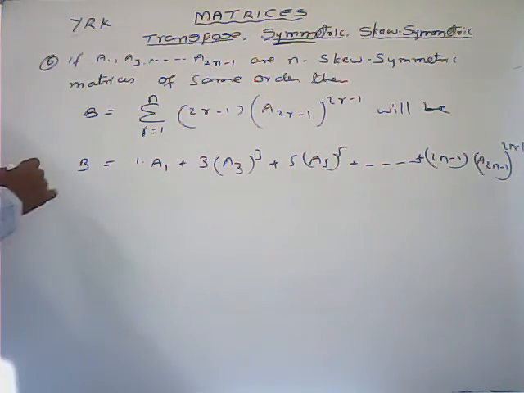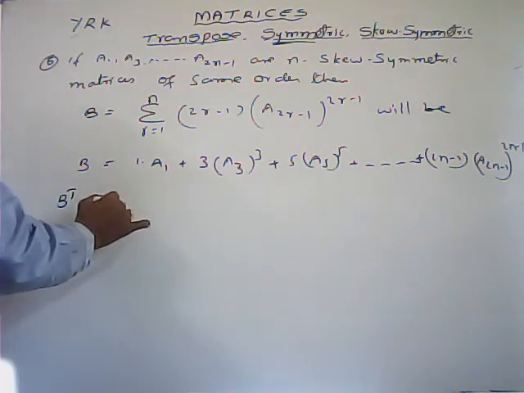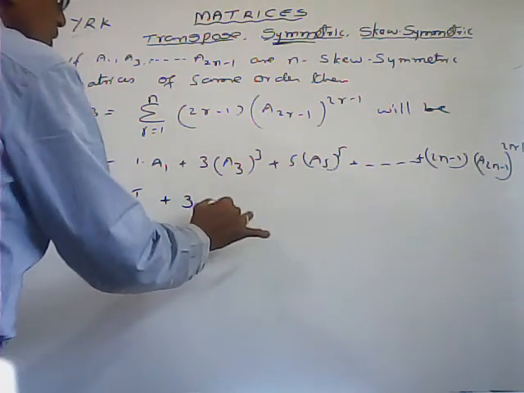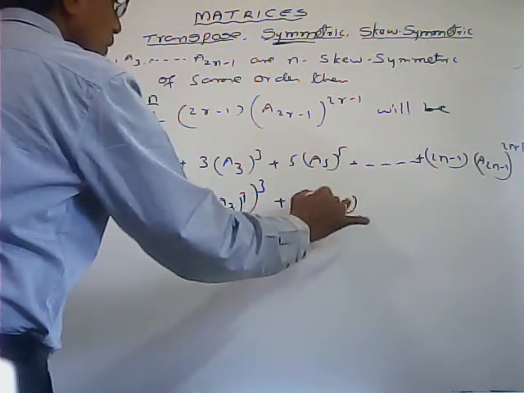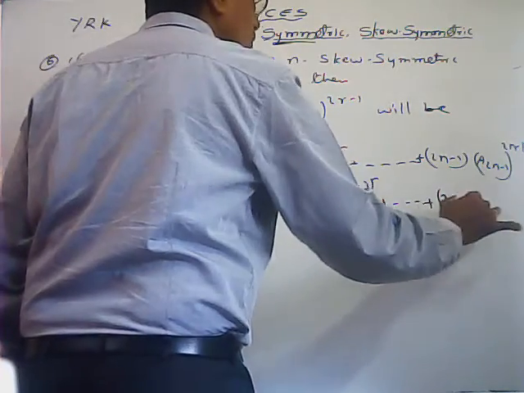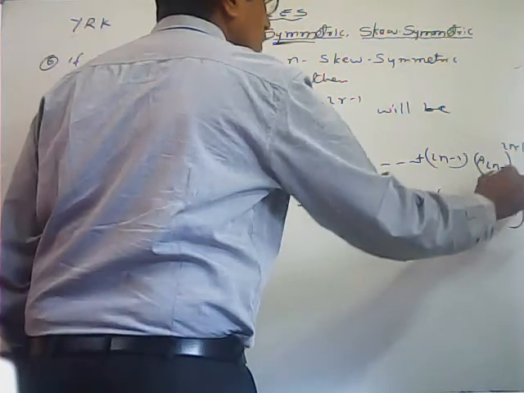Here, to know whether it is symmetric, skew symmetric or neither, first we have to calculate B transpose. B transpose equals the overall whole transpose, and A plus B whole transpose equals A transpose plus B transpose. So here I am writing directly A1 whole transpose, plus 3 into A3 whole transpose whole power 3 we can write, plus 5 into A5 whole transpose whole power 5 we can write, plus 1 plus 2n minus 1 into A 2n minus 1 whole transpose whole power 2n minus 1.